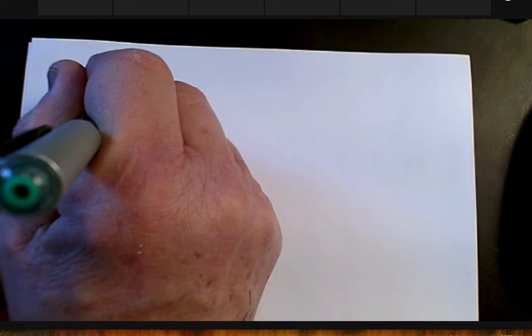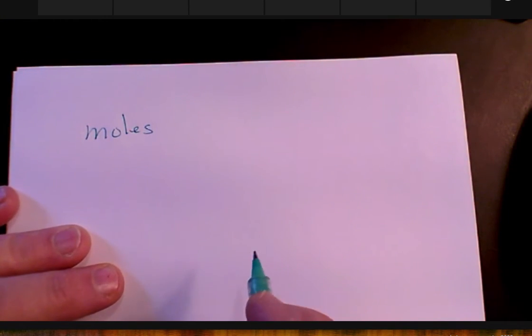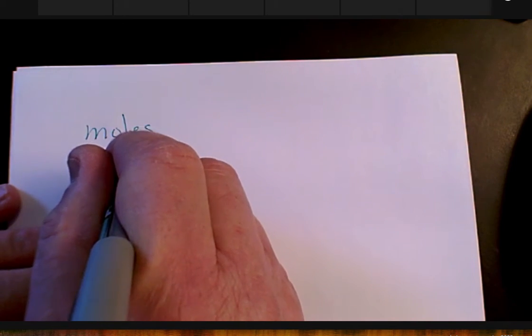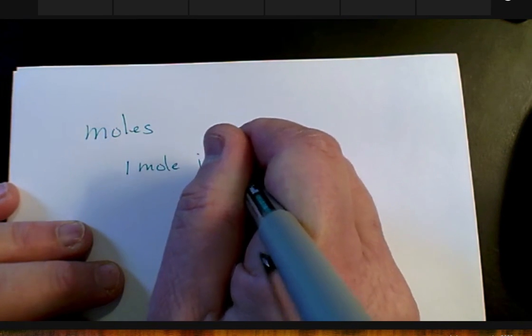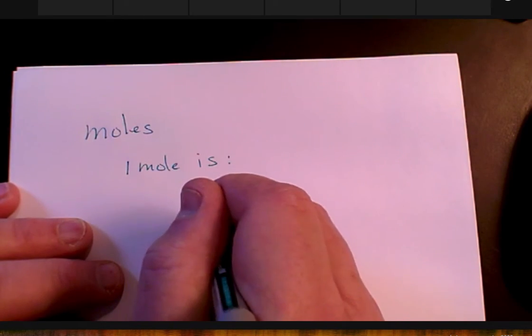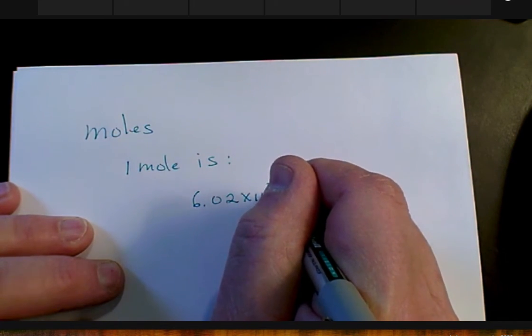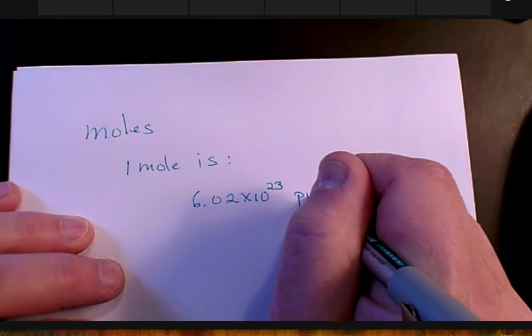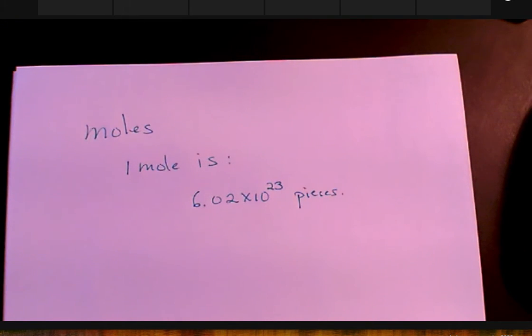You might want to jot down a couple of notes about this. In chemistry, we use something called moles. One mole is 6.02 times 10 to the 23rd pieces. So a mole is that many pieces. That's a big, big number.